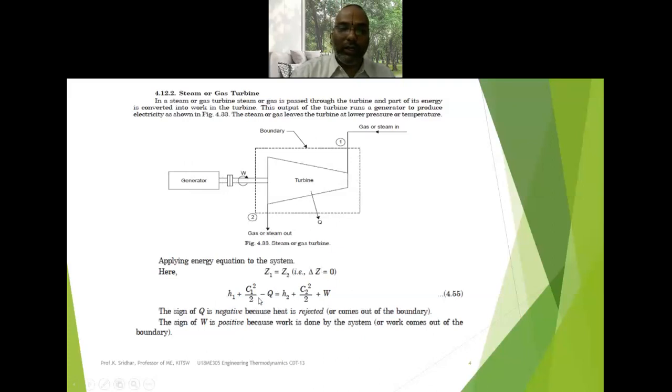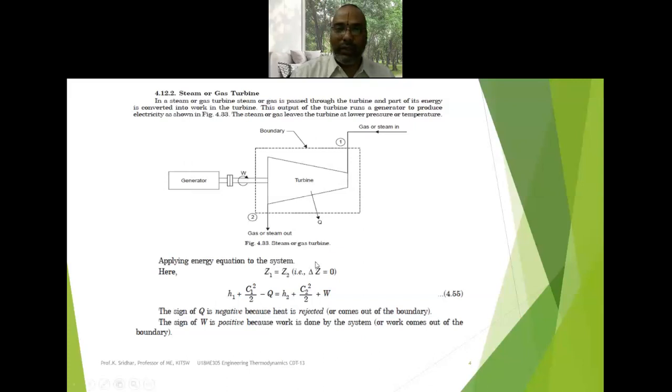So then automatically H1 plus C1 square by 2 minus Q is equivalent to H2 plus C2 square by 2 plus W. Why are we keeping minus Q here? I have written Q as negative because heat is rejected from the system. Suppose you take it as an adiabatic turbine, then automatically Q is equivalent to 0. So it basically depends upon the assumptions which are given in the problem. Suppose you say the turbine is insulated or adiabatic, then Q can be 0.